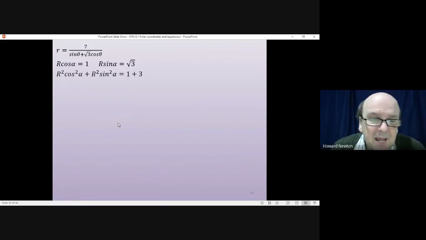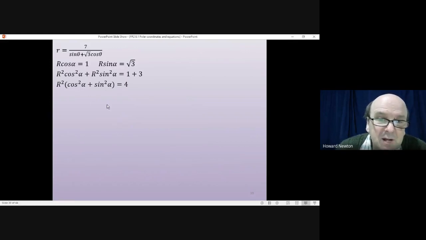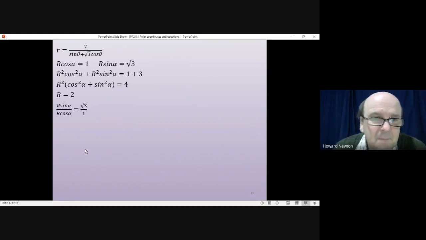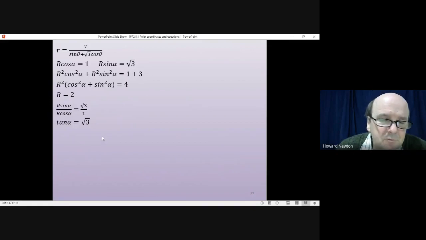If we square them and add them, that gives us r squared into cos squared alpha plus r squared sine squared alpha is 1 plus 3. Factorizing gives us that. And then cos squared alpha plus sine squared alpha equals 1, which is what always happens with harmonic form. And that simplifies to r equals 2. And then to find alpha, we divide one of these equations by the other. So r sine alpha divided by r cos alpha is root 3 over 1, which means that tan alpha is equal to root 3. And that gives us alpha is equal to pi by 3 radians.